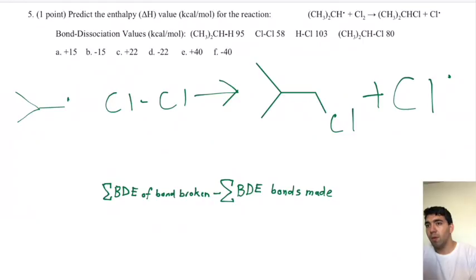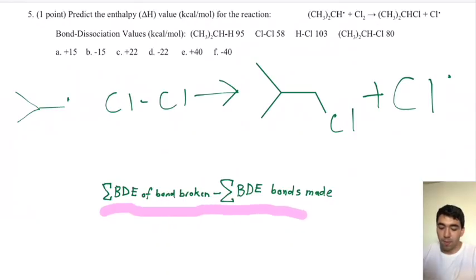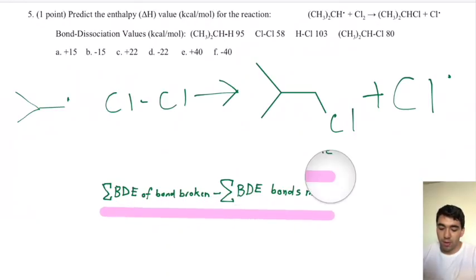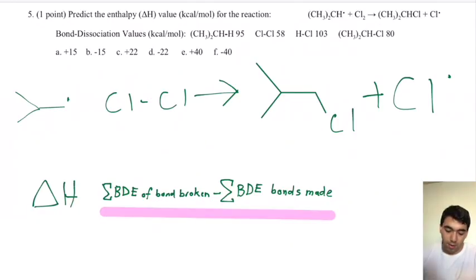Okay, so first we're going to try to figure out for our equation which bonds are broken and which bonds are made. So our equation, which will give us our answer today, is the sum of the bond dissociation energies of bonds broken minus the sum of bond dissociation energies of the bonds made. And that gives us delta H. So it should be enthalpy equals.